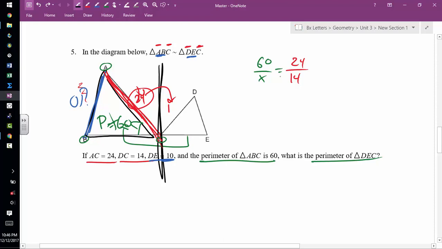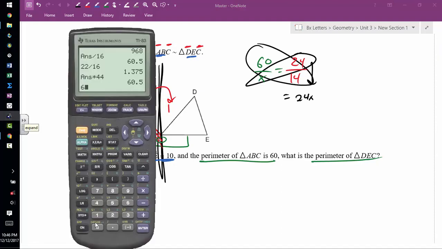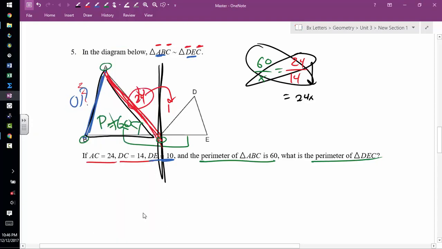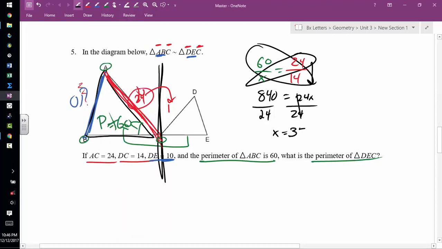So we have our proportion. Let's go ahead and solve it. We'll get 24x equals 60 times 14, 840. Divide both sides by 24. X will equal 35, it looks like. 35. And that's the perimeter we were looking for.